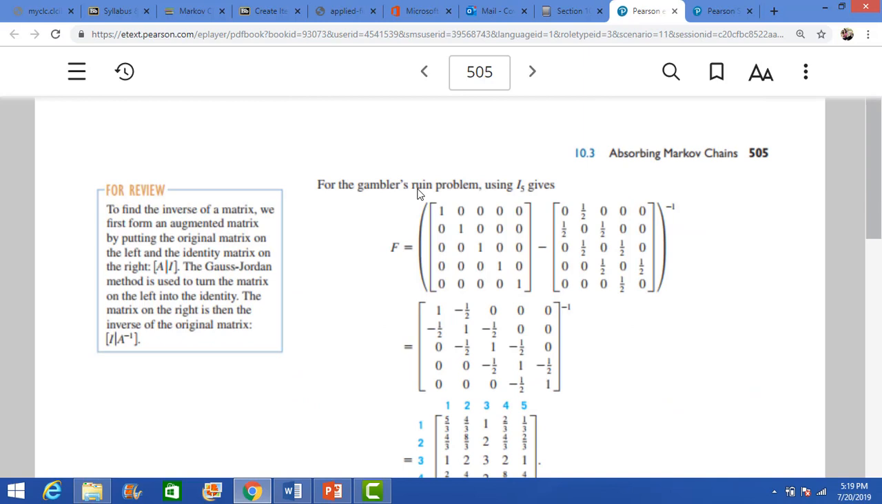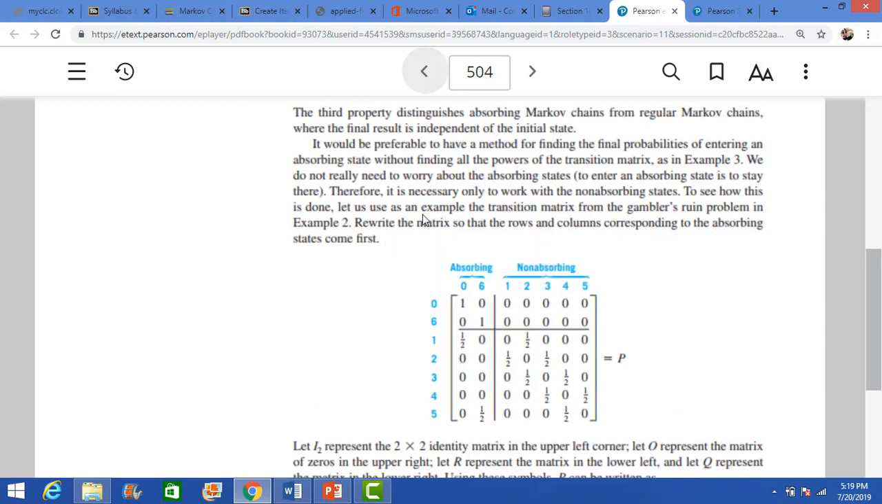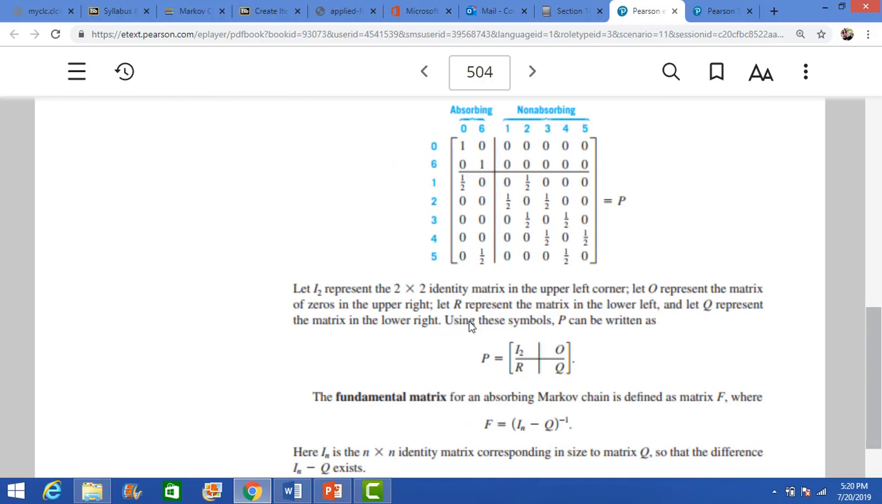So for the gambler's ruin problem, we're going to use I5. You redid the matrix here. Remember we moved the absorbing states up to first in place. So there's our state 0 and state 6. Always remember the states. It's always helpful to write the state numbers here when you're doing this.